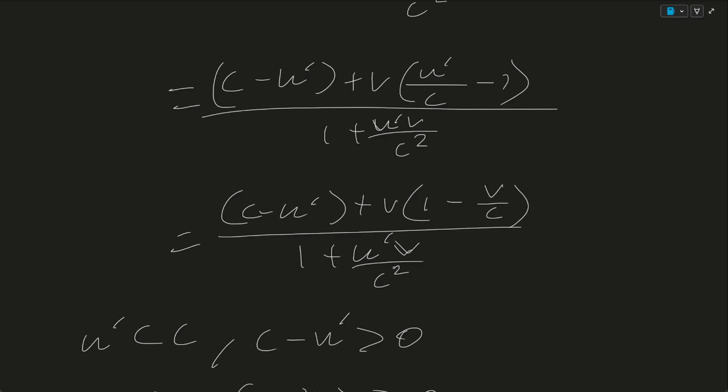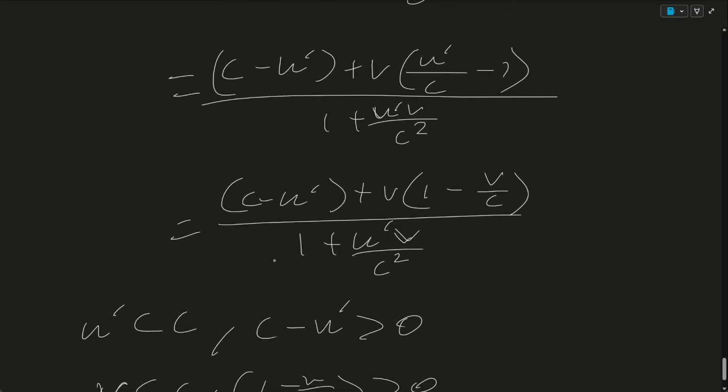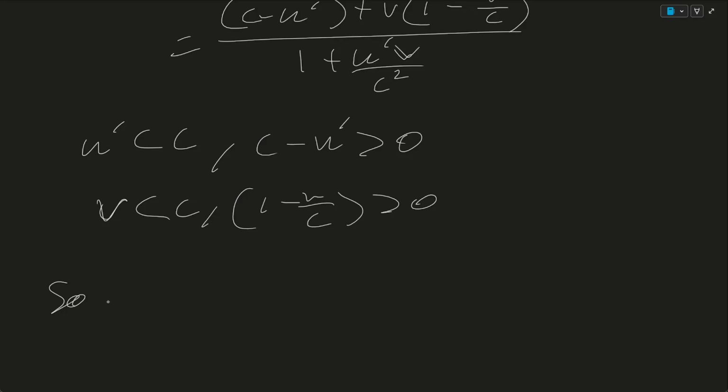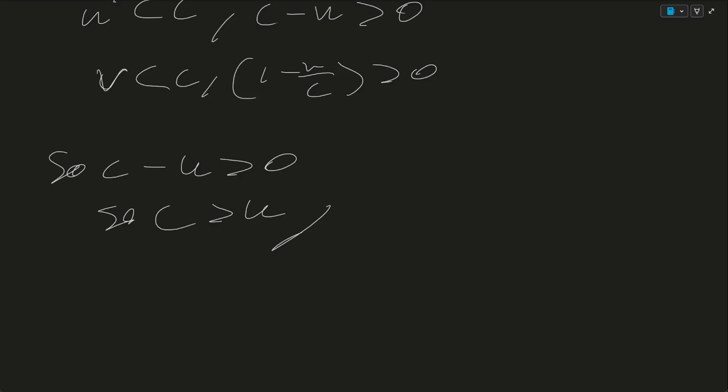Because they both have to be equal. Yeah, I think that's fairly self-explanatory. They both have to be equal to or greater than C. So yeah, and then C minus U is definitely positive. It's greater than 0, so C is greater than U. Nice. Okay, so that's definitely correct.